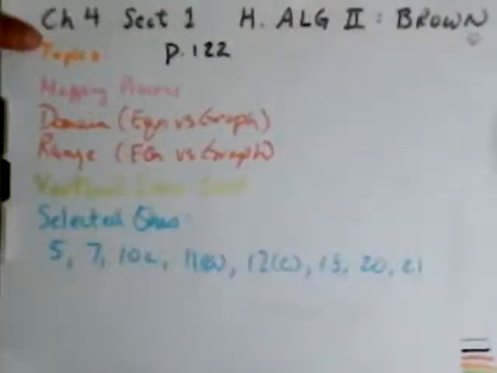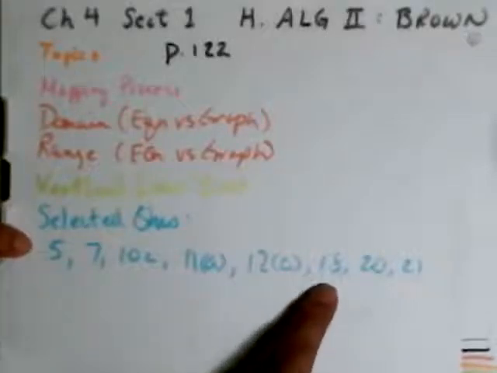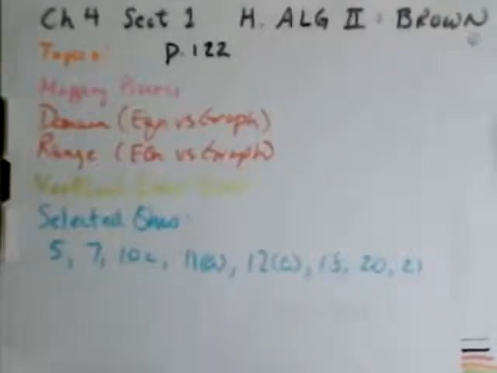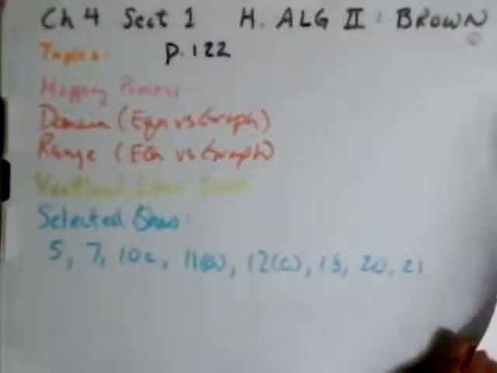The topics that we're going to be covering today are the mapping process, the domain, equation versus graphing, the range of the equation versus graphing, and the vertical line test. The selected questions are numbers 5, 7, 10C, 11A, 12C, 18, 20, and 21. These are the questions that we're going to be covering. Okay, so let's get started.